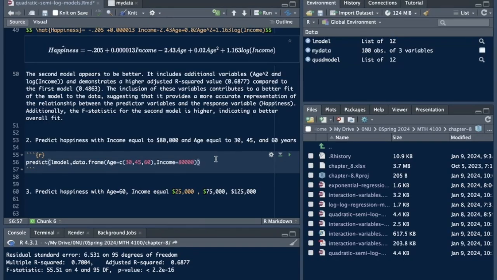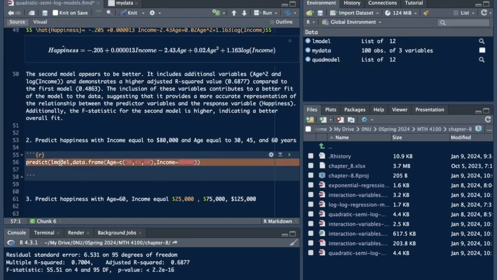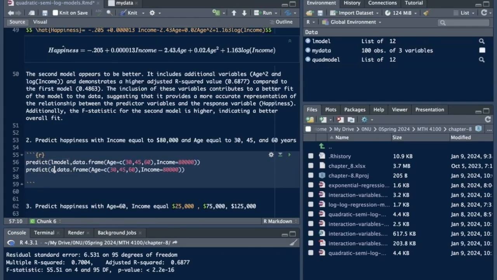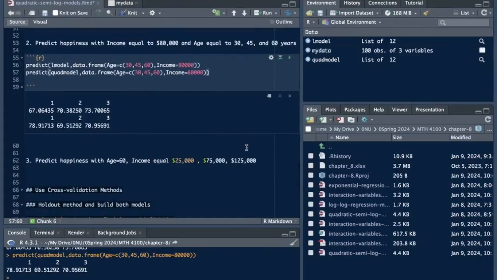So this is to predict using the linear model, and let's copy this and do the prediction using the quadratic model, quad model. Let's run these and look at them. The first one shows the linear model, the second one shows the quad model. As we said, we're going to use the second one, not the first one. There is no point in doing the prediction using the first model because we are not adopting it. Just out of curiosity, I'm doing this. So look at the second one because we said it's more accurate. It fits better.